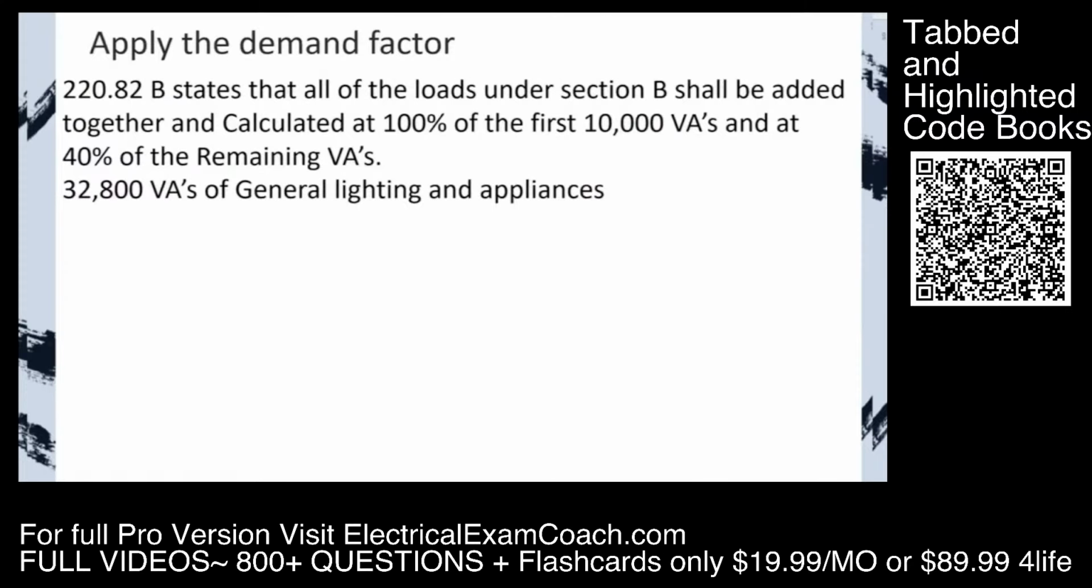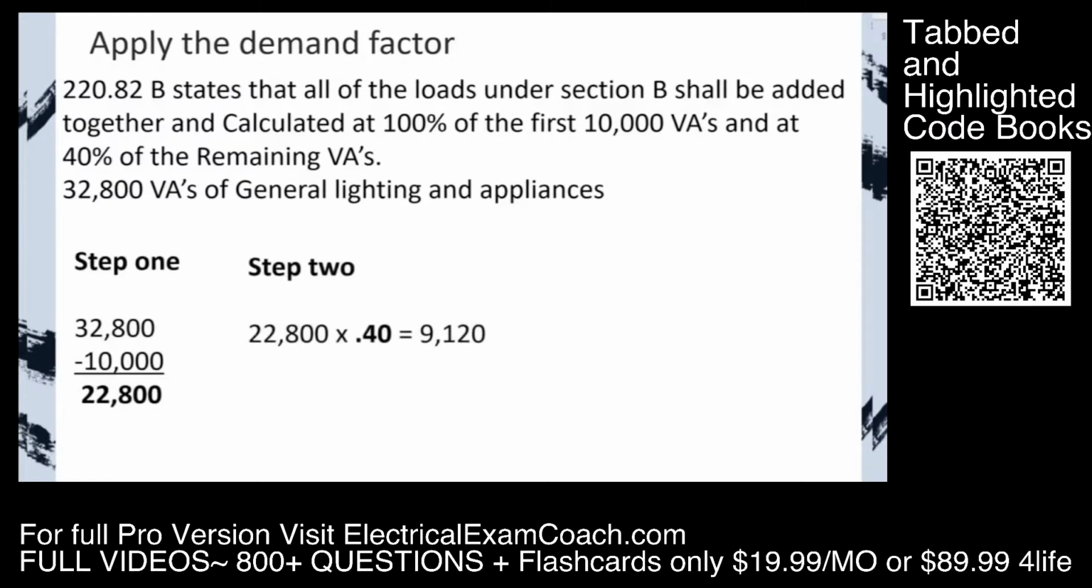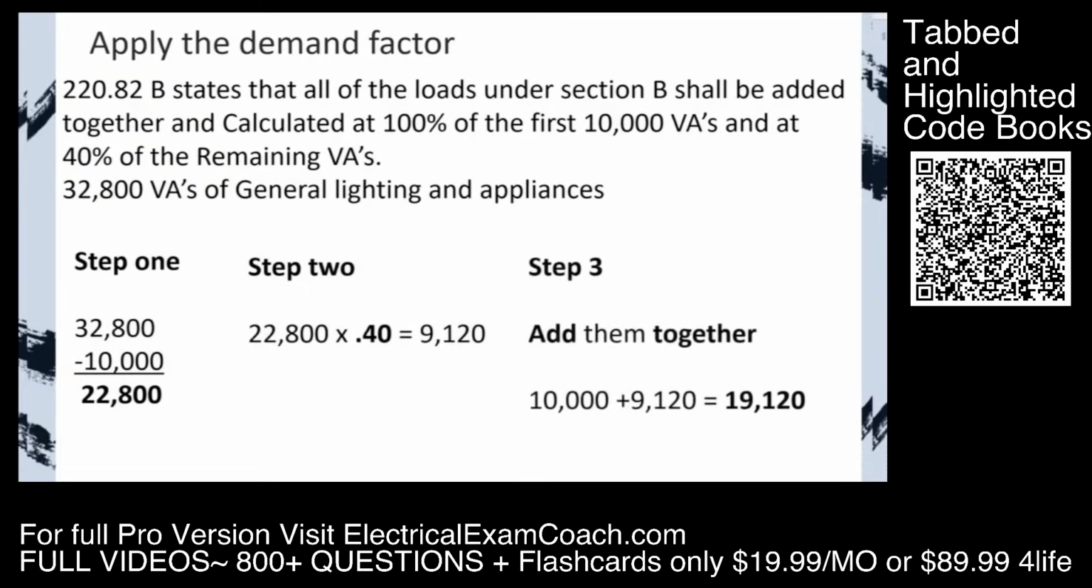Now that we've learned to take our 3 VAs per square foot and our 4,500, and then to take the nameplate of all the appliances, let's learn how to apply the demand factor to this portion of the calculation. It's super simple. You just total all that up and then apply one general demand factor. Let's get to it. Let's imagine we have this imaginary load of 32.8 of general lighting and appliances. Step one, we're going to take 10,000 and set it to the side. Then we take that remainder at 40%. Then we can't forget to add back the 10,000. And we end up with 19,120.